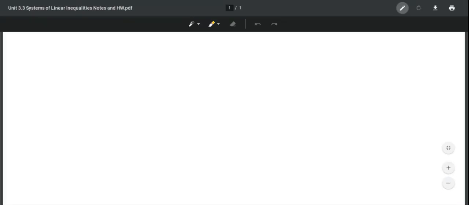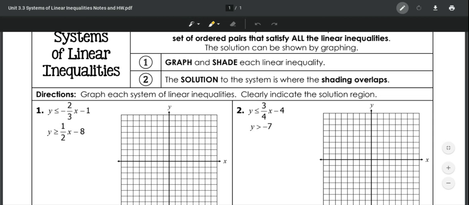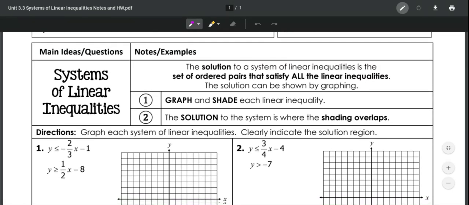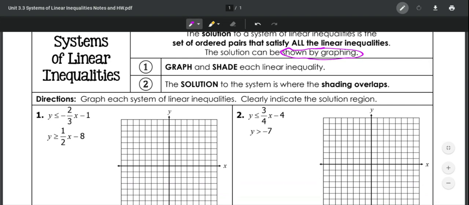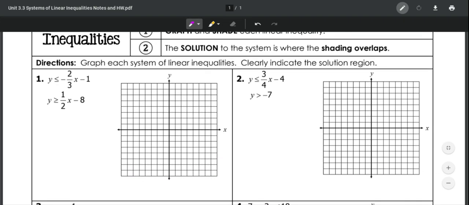Let me get my pen. All right, so the solution to a system of inequalities is the set of ordered pairs that satisfy all the linear equations. And like I said, this is shown by graphing. The first step is you're going to graph and shade each inequality, and the solution is where those shadings overlap. You may have to do this a couple different ways, but I'm going to try to show you a clean way to do it. Since you can erase on paper, it's kind of easy, but I'll show you.